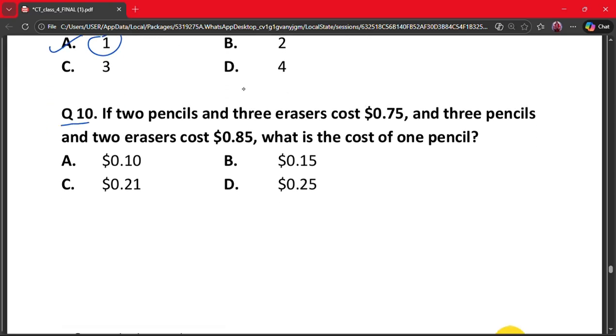Question number 10. If 2 pencils and 3 erasers cost $0.75 and 3 pencils and 2 erasers cost $0.85, what is the cost of one pencil? A. $0.10, B. $0.15, C. $0.21 and D. $0.25. So solve the simultaneous equations. Subtract the two equations to eliminate erasers. Find the value of one pencil, and the result will be $0.21. So the correct answer is option C.